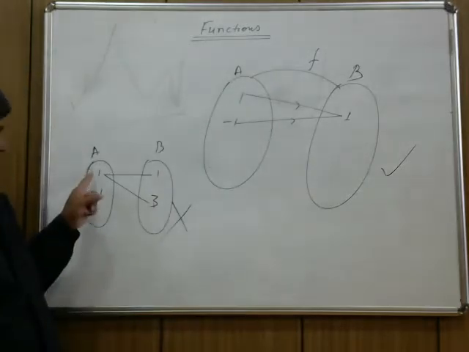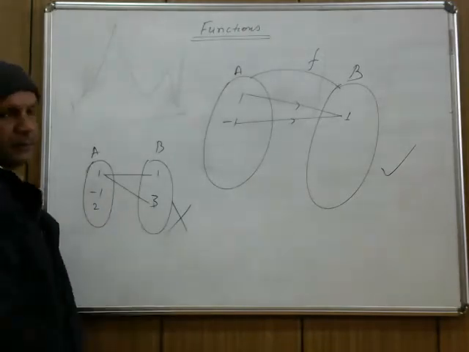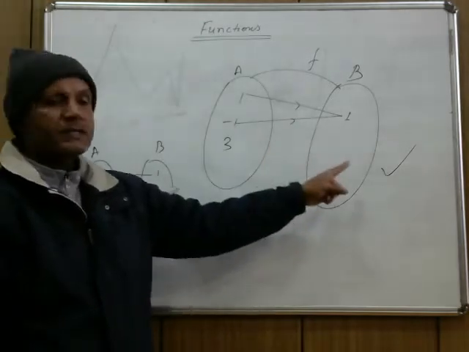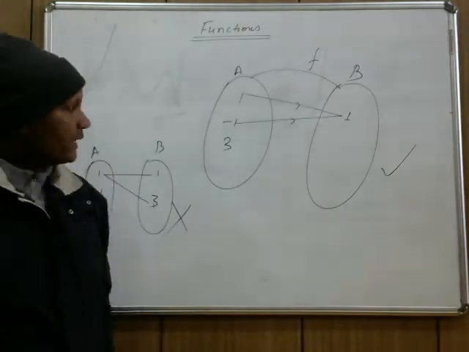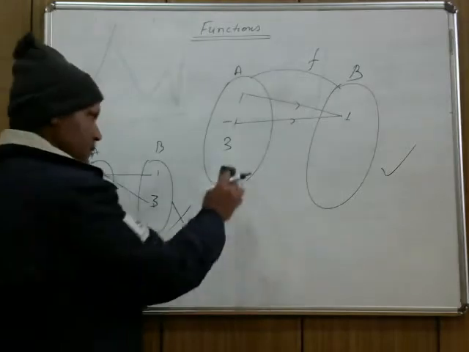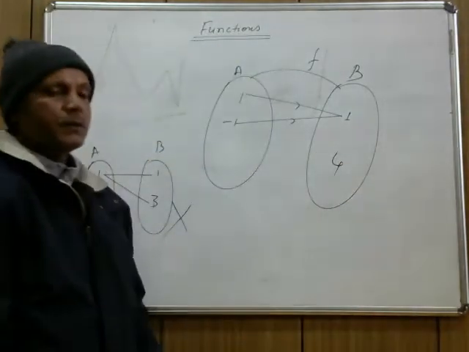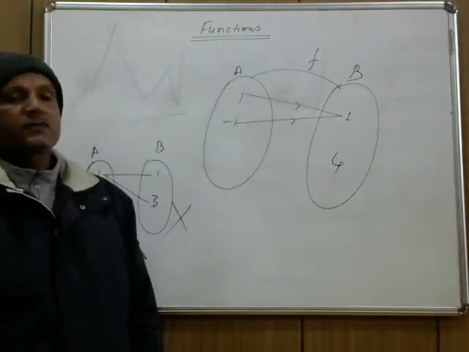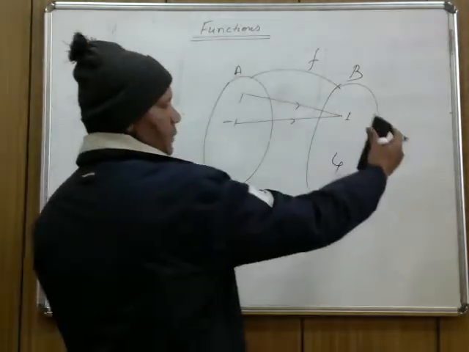Here 1 has two images, 1 and f of 1 is also 3. That's why it is not a function. If I write here now 3, tell me now. This 3 doesn't have any image in B, and that's why this is not a function. We cannot have any elements in A whose image is not present in B. But on the other hand, we can have some elements in B whose pre-image is not present. This is possible. That's why sometimes I discuss this function like the mirror image. This is the one mirror, this is another mirror.